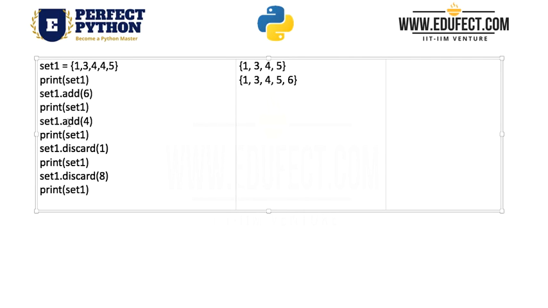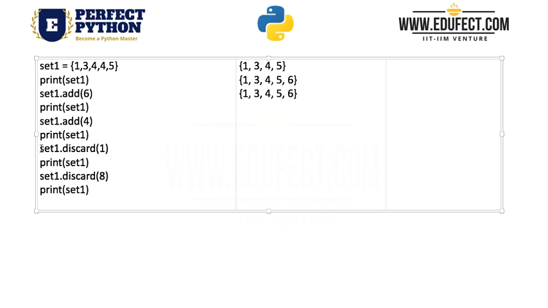Then we are saying set1.add(4). Now when we are adding 4, it will try and add 4, but 4 is already there. So a new 4 will not get added because a set has unique elements. So once we print set1, what will get printed is the same set that we printed earlier.